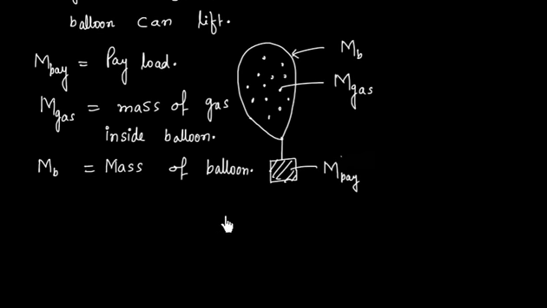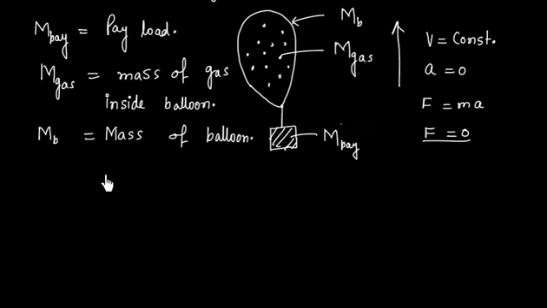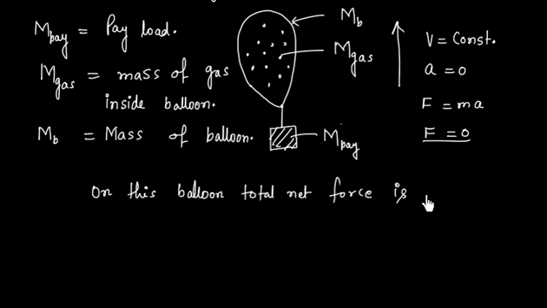Now we can apply Newton's law. Let us say this balloon is going up with constant velocity. So velocity is constant. If velocity is constant, this means acceleration is 0. If acceleration is 0, we can apply Newton's law, force is equal to mass into acceleration. So force is 0. So we can say on this balloon, the total net force is 0, because it is moving with a constant velocity.